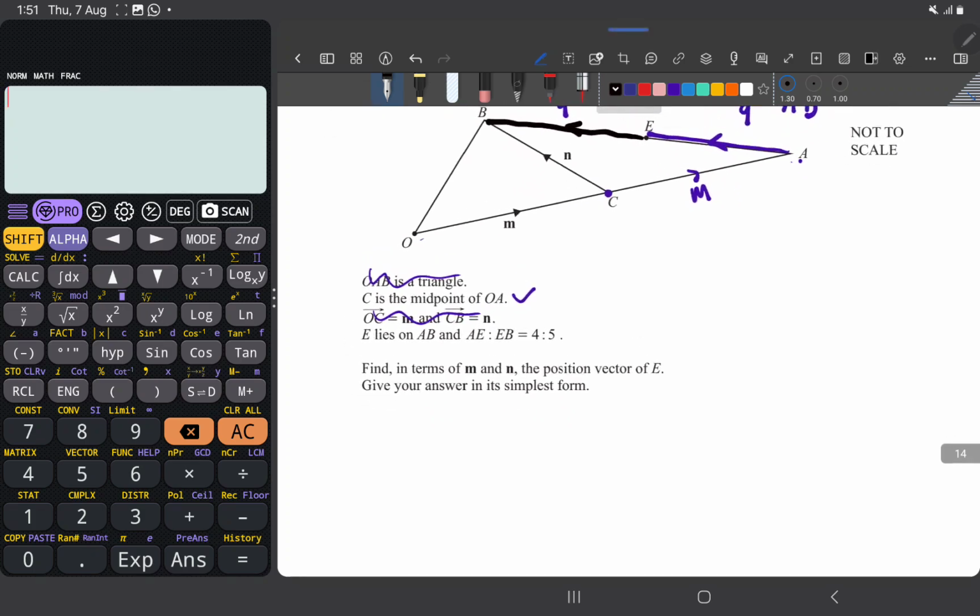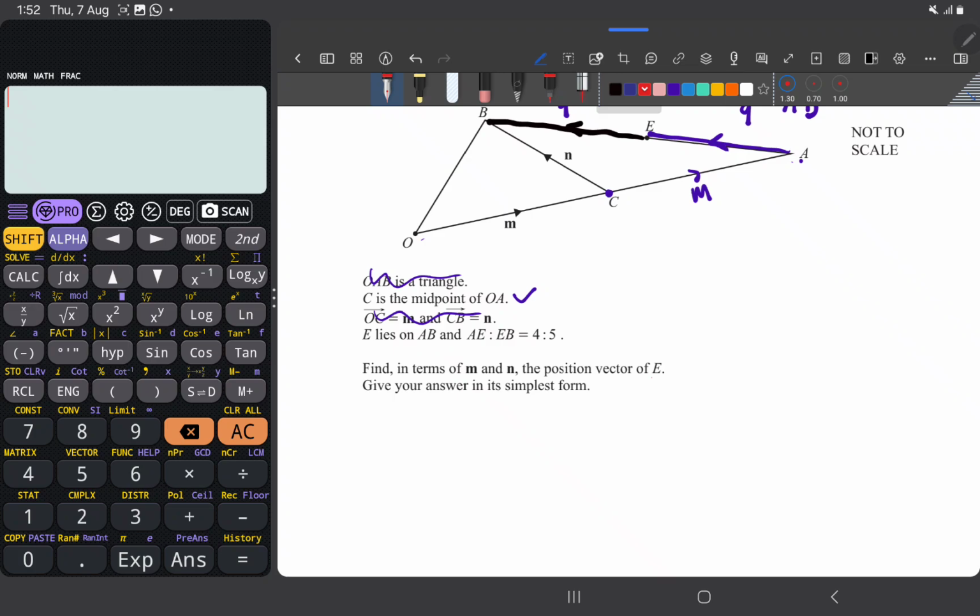Find in terms of m and n the position vector of E. Now there is a word which you have to understand, and the word is position vector. Position vector E means they want the vector OE. If I say, please find the position vector of B, it means I want OB. Position vector is always measured from the origin. So they want OE.